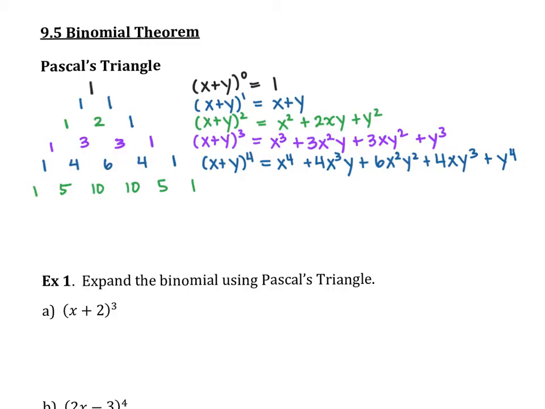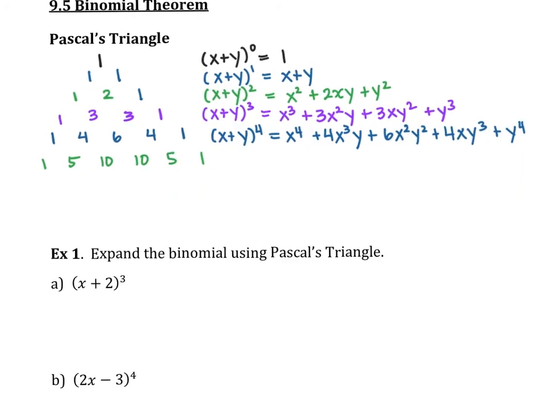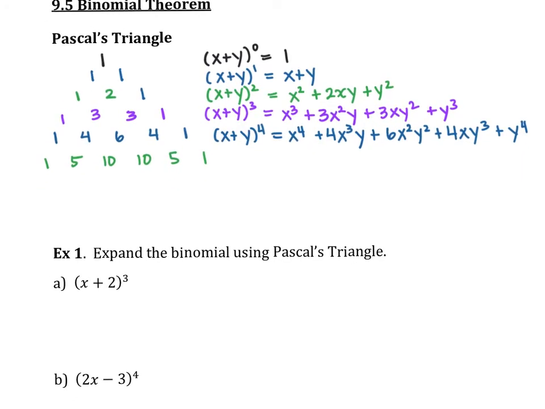Okay, now we're going to use Pascal's triangle to expand some other binomials where it's not as straightforward as x plus 2 to the third or x plus y to the third. Okay, so let's look at x plus 2 to the third. I don't want to have to do the hard work of actually multiplying it out. So let me see which row this would apply to.